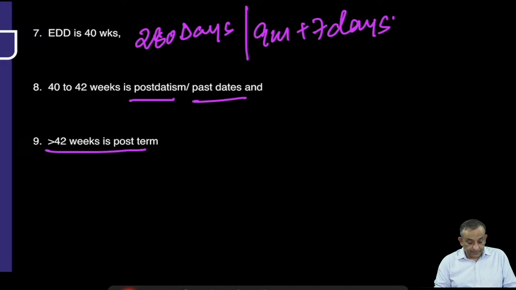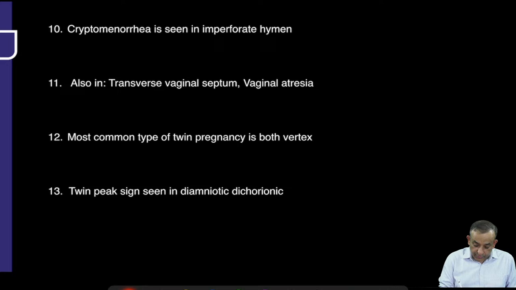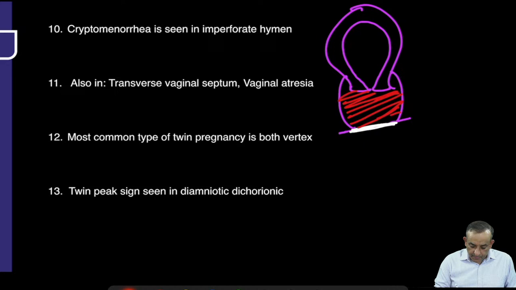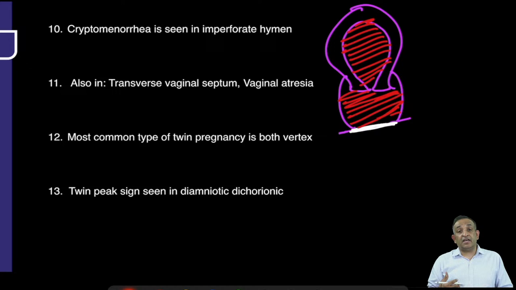All right, then cryptomenorrhea, like I said, we'll discuss more. Cryptomenorrhea is pent up menstruation. If the uterus and the genital tract are properly formed, everything is good, but the hymen is imperforate. So it's very obvious that the blood will collect here. Blood collected in the uterus is known as hematometra, in the vagina it is known as hematocolpos, and this is blood which is there inside but not coming out. Hidden menstruation. So hidden menstruation is seen in imperforate hymen.